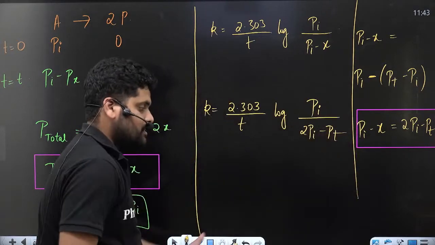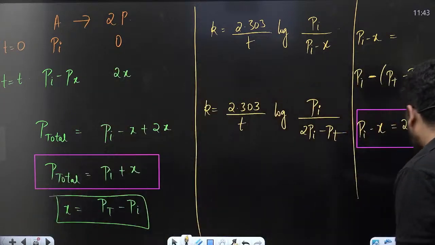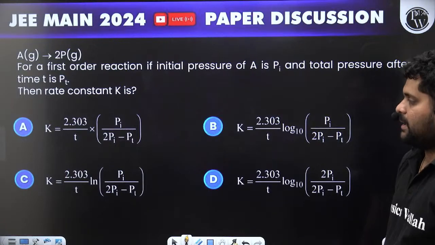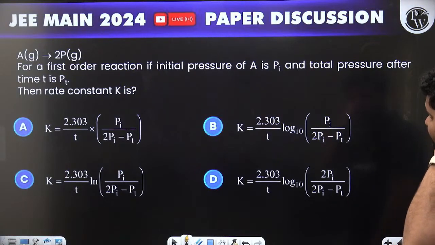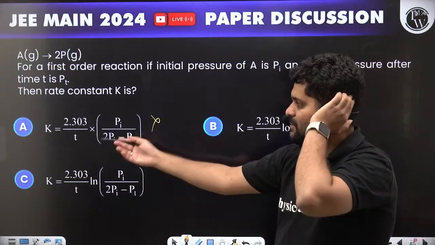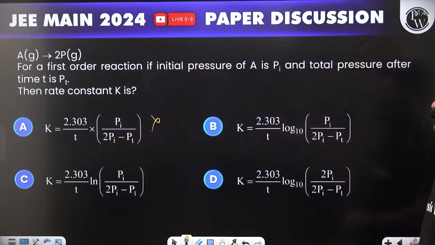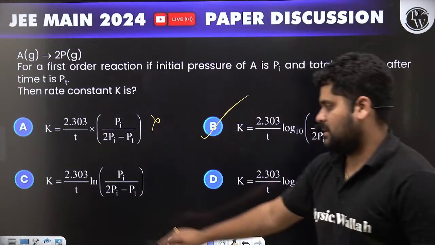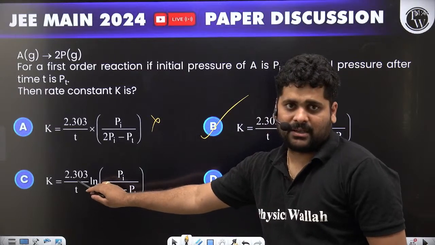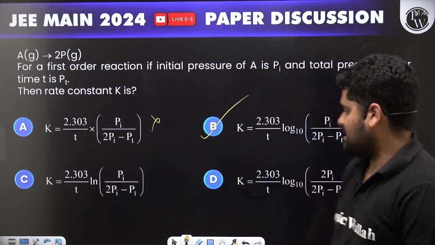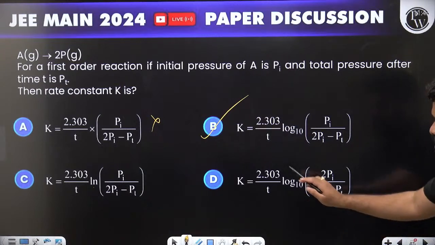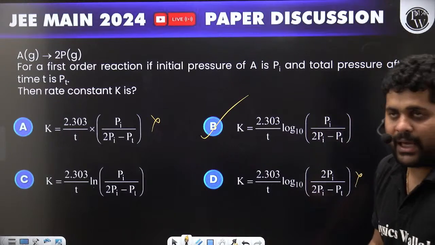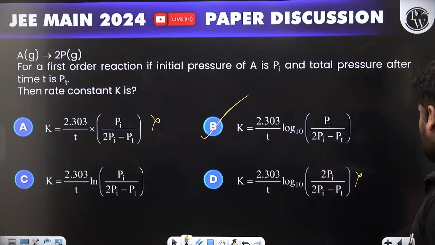So wherever we get this, that is going to be our answer. Okay. So 2.303 by t log Pi divided by 2Pi minus Pt. Now, where is log over here? There is no log, so this is wrong. When you use this one, you are not going to use 2.303, isn't it? This is not log base 10, it is log base e. So we have 2.303 by t log Pi divided by 2Pi minus Pt as our answer. The correct answer for this question is option B.